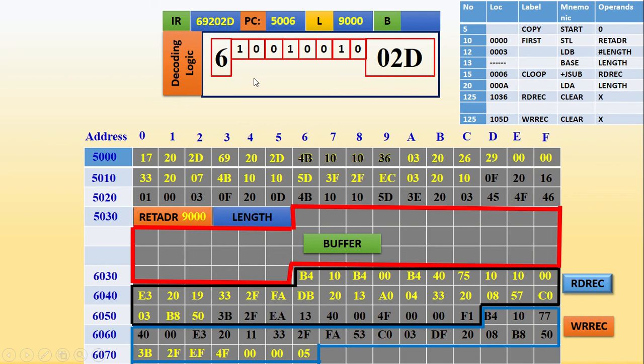Now let us see how the microprocessor obtains the opcode. Okay, now this is 6. 6 means it is a nibble, 4 bits, followed by another 2 bits. So together 6 bits represent the opcode.